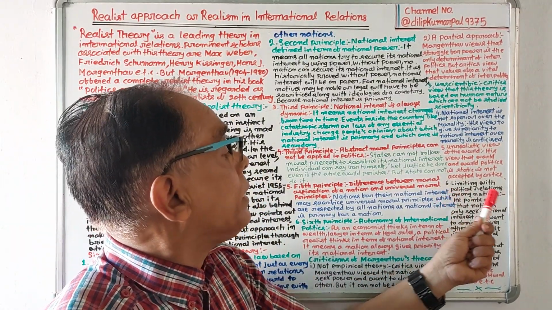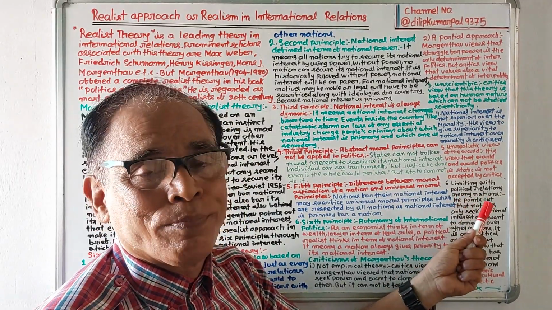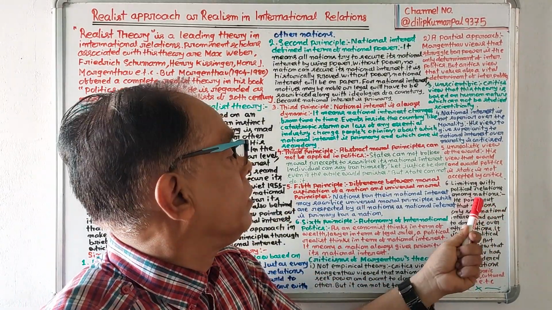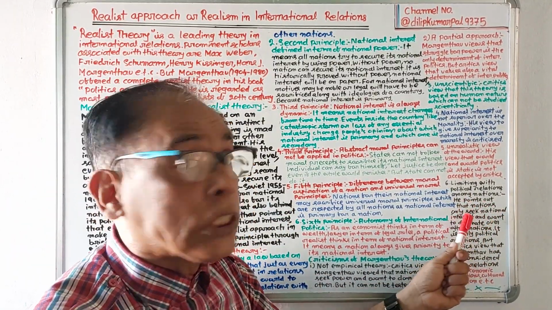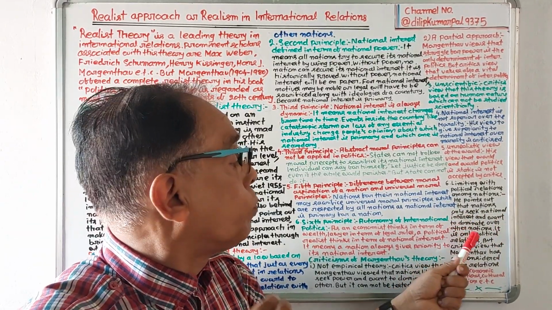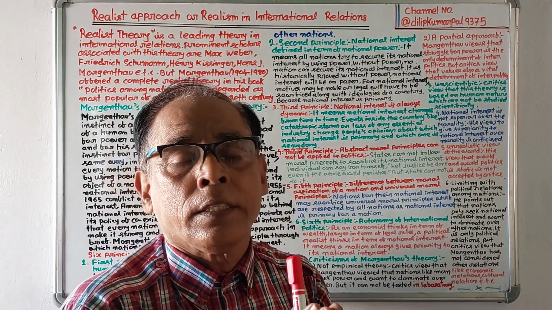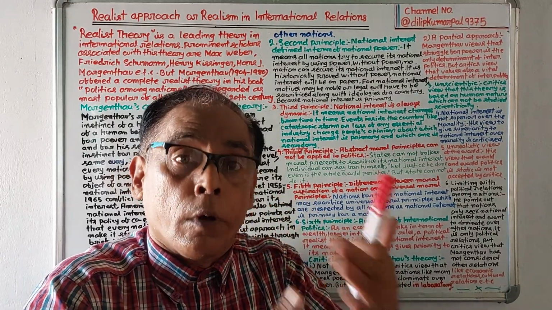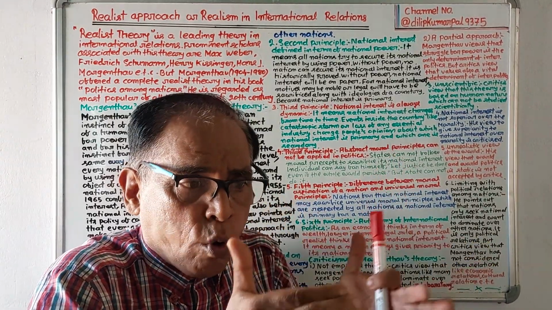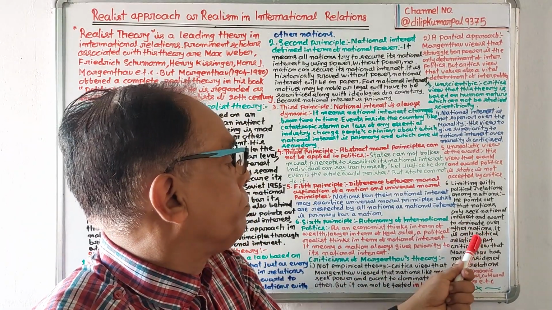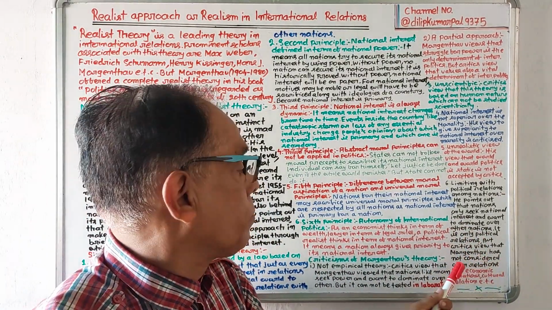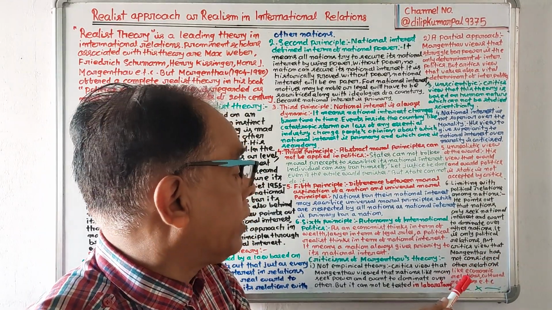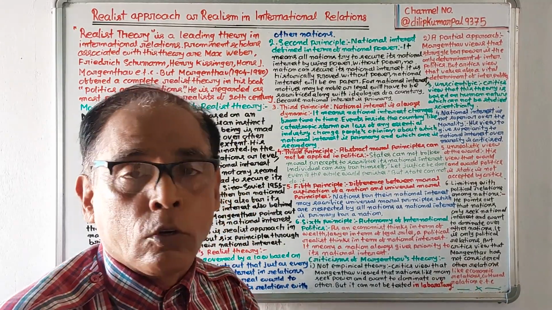Now number six, limited to political relations among nations. Morgenthau's realist theory is confined only to political relations. He points out that nations only seek national interest and want to dominate other nations. It means Morgenthau is confined to only political relations. But critics view that Morgenthau has not considered other relations among nations, like economic relations, cultural relations and technological relations.